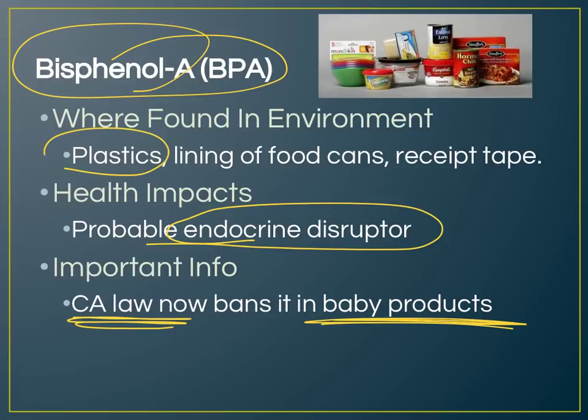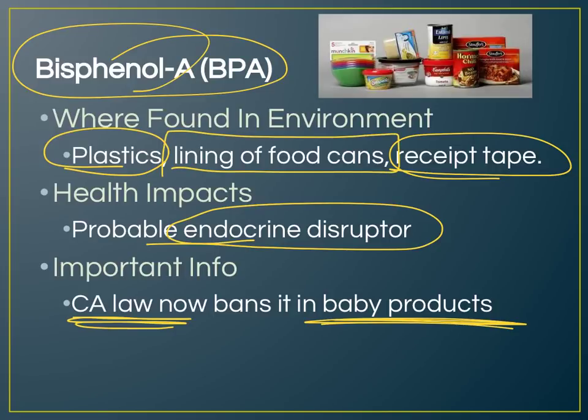You can still find BPA in a lot of plastics. Your receipt tape now, it feels kind of shiny and plasticky. That is BPA in it. And then this is one that you can keep an eye out for. The lining of food cans. So if you buy a can of chili, like right here, or a can of tomato sauce, they line steel cans. So these are steel cans, and they line the inside with plastic to prevent rust. And this most of the time has BPA. Now, if you buy an organic brand, usually there's no BPA.